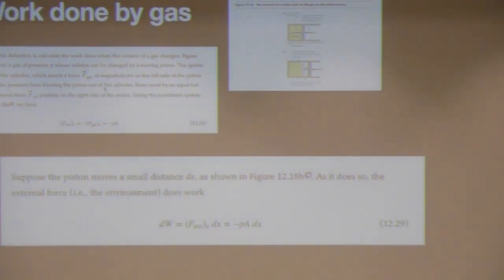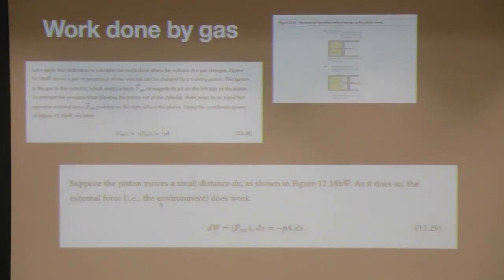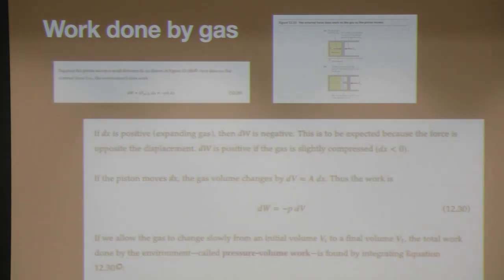So then we see here, now let's say the piston moves a small distance dx. As it does so, the external force, which is the environment, does work. Force external times dx is equal to minus PA dx. So here we have that minus sign introduced for the work. And then if dx is positive for the expanding gas, then the work done is negative. And this is to be expected because the force is opposite the displacement.